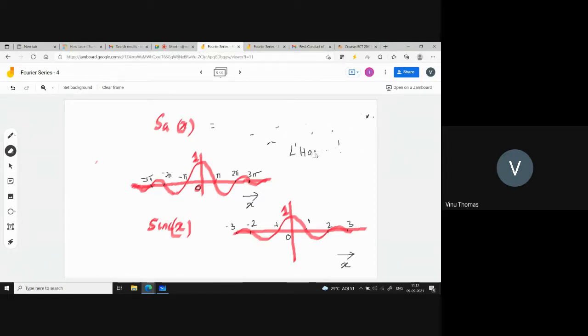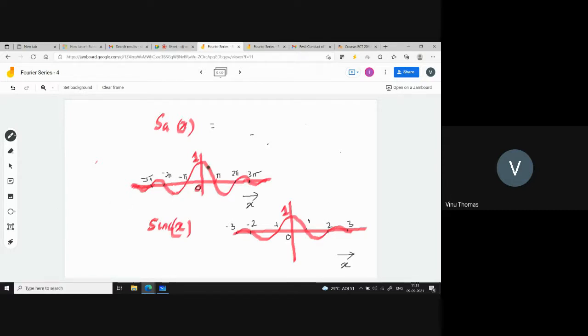So this is an important result. SA of x is equal to 1 for x is equal to 0. And now what is the value of SA of x at x is equal to pi? So sin pi by pi, sin pi is 0. So at pi it becomes 0. Again at 2 pi it becomes 0. Again at 3 pi, likewise minus pi, minus 2 pi, minus 3 pi, etc.